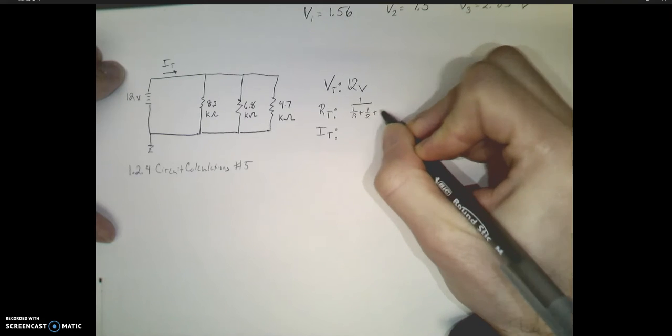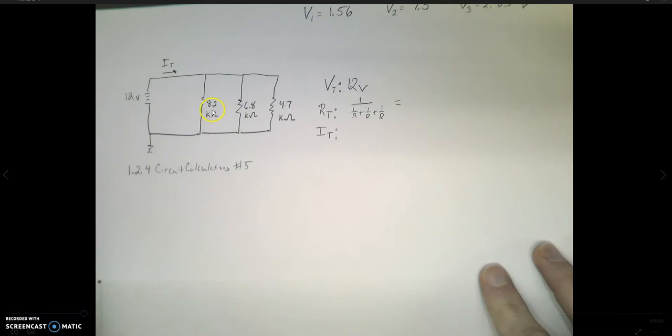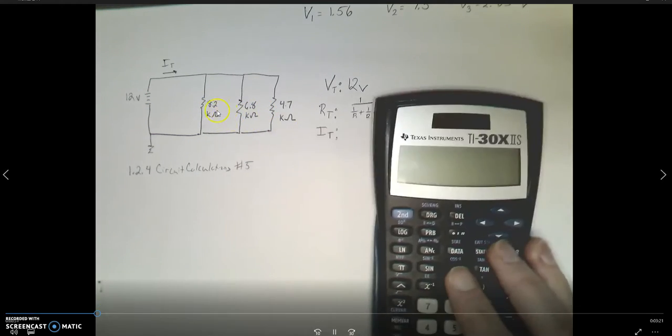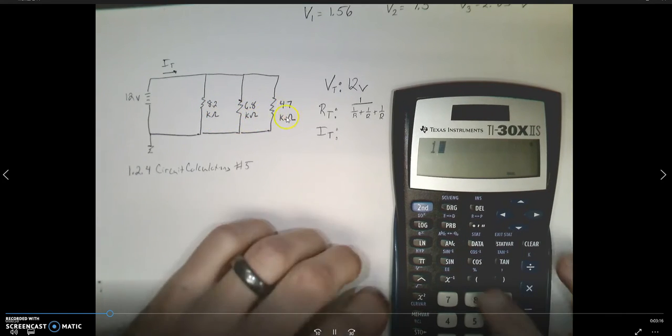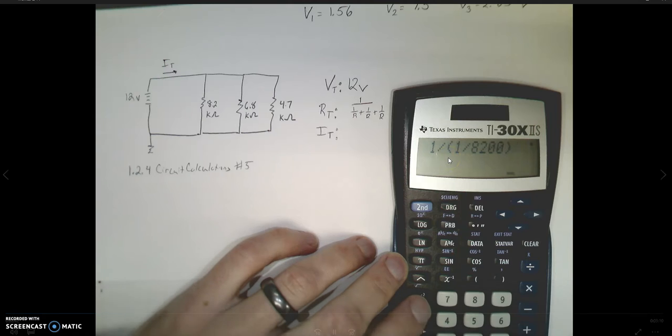Total voltage is, just on the left side of the circuit itself, 12 volts. Total resistance is the sum of the inverse of the resistance and the inverse of that. So we've got our resistance of 8.2 kiloohms, 6.8 kiloohms, 4.7 kiloohms. So we're going to take 1 divided by, and then in the whole denominator, its own set of parentheses, 1 over our 8200.